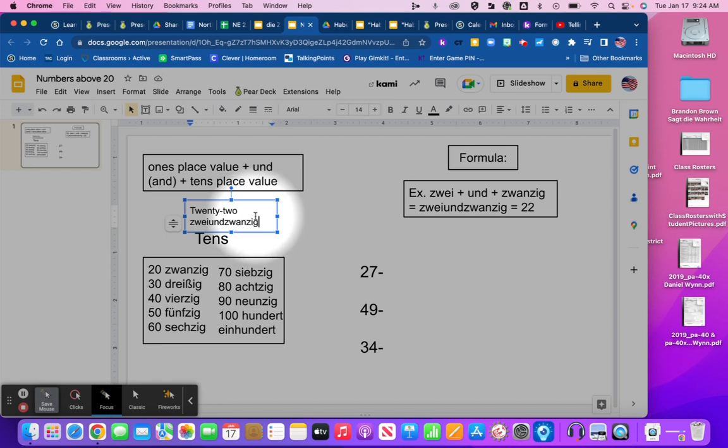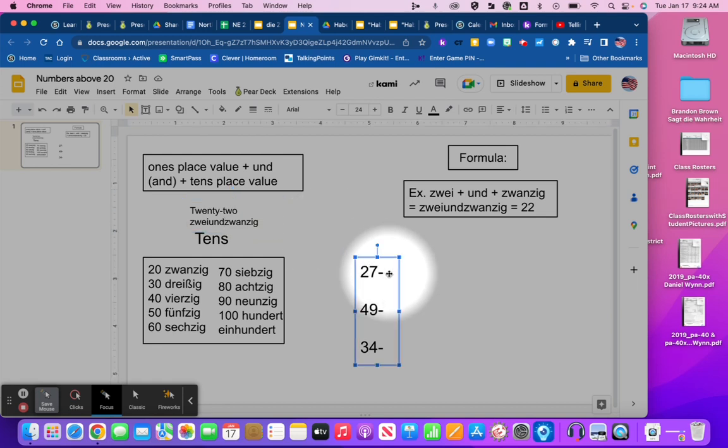Okay, so again, you have the ones place value 1, 2, 3, 4, 5, 6, 7, 8, 9. Add the und, and then add the tens place value 20, 30, 40, 50, 60, 70, 80, or 90, and you have the number above 20. So let's do some practice problems.